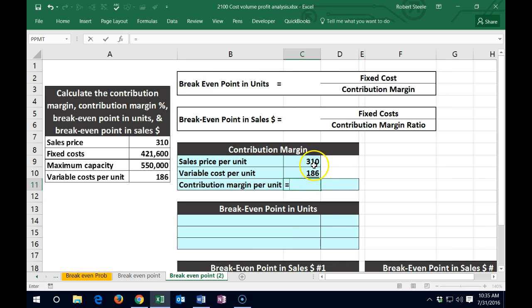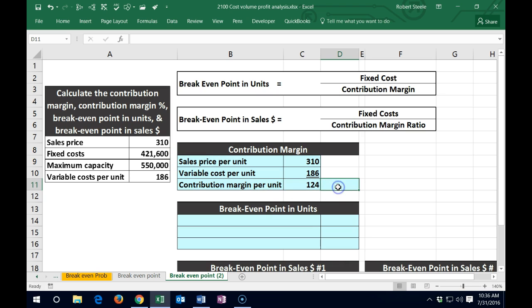So this equals the 310, the sales price per unit, minus the variable cost per unit, 186, which gives us the contribution margin per unit of 124. That means every unit that we sell, we're walking away with $124 after the variable costs, the costs that are usually directly related to the inventory. Now we can take that number and think about how many we have to sell to cover the fixed cost, in this case the 421,600, and that's a very useful calculation to have.